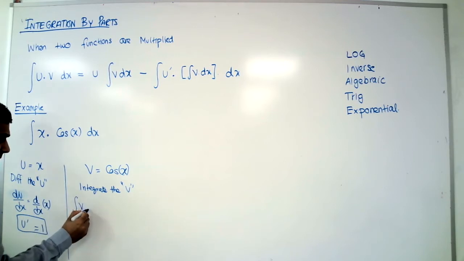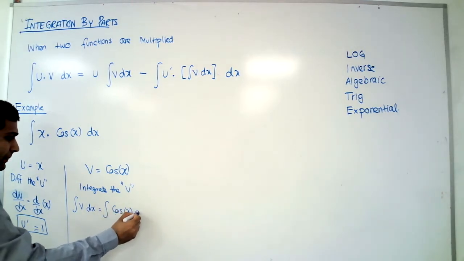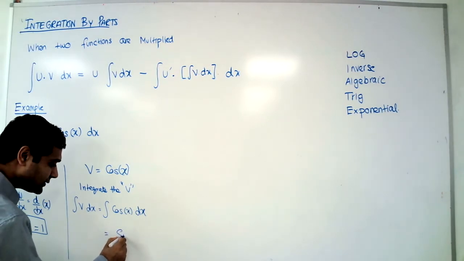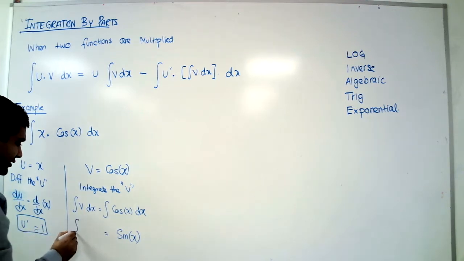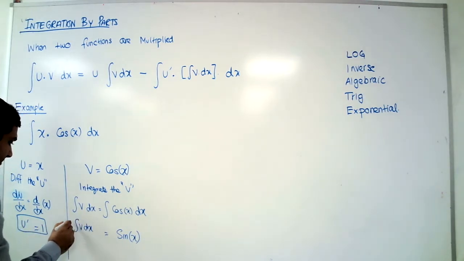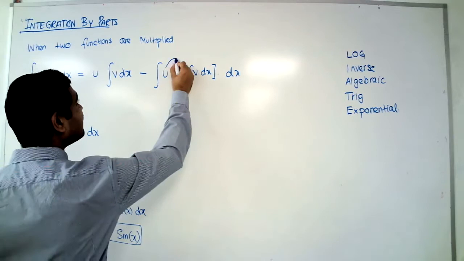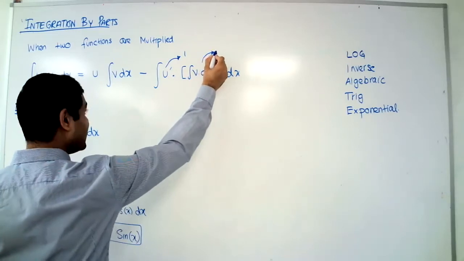So integrate v, on this side. What's the integral of cos x? The integral of cos x is sin x. Obviously, there's a plus c, but I'm not writing plus c; I write it in the end straight away. So that is this bit. Now we know this thing is just 1, and we know this thing is just sin x.